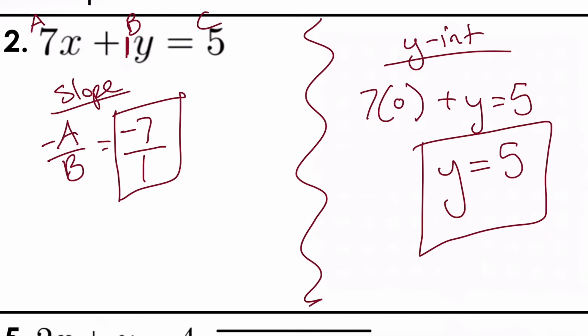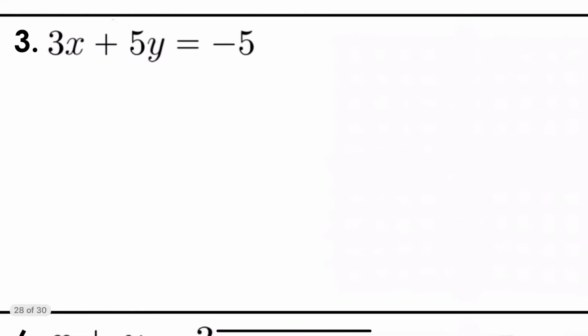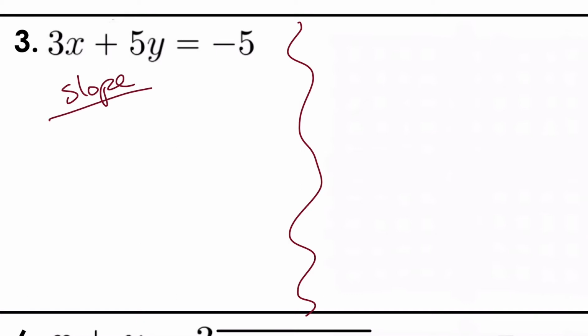Okay, let's take a look at number 3. All right, we have 3x plus 5y equals negative 5. So I'm going to need to find my slope again, and then I need to find my y-intercept. Okay, so let's label these off. We got A, B, and C.